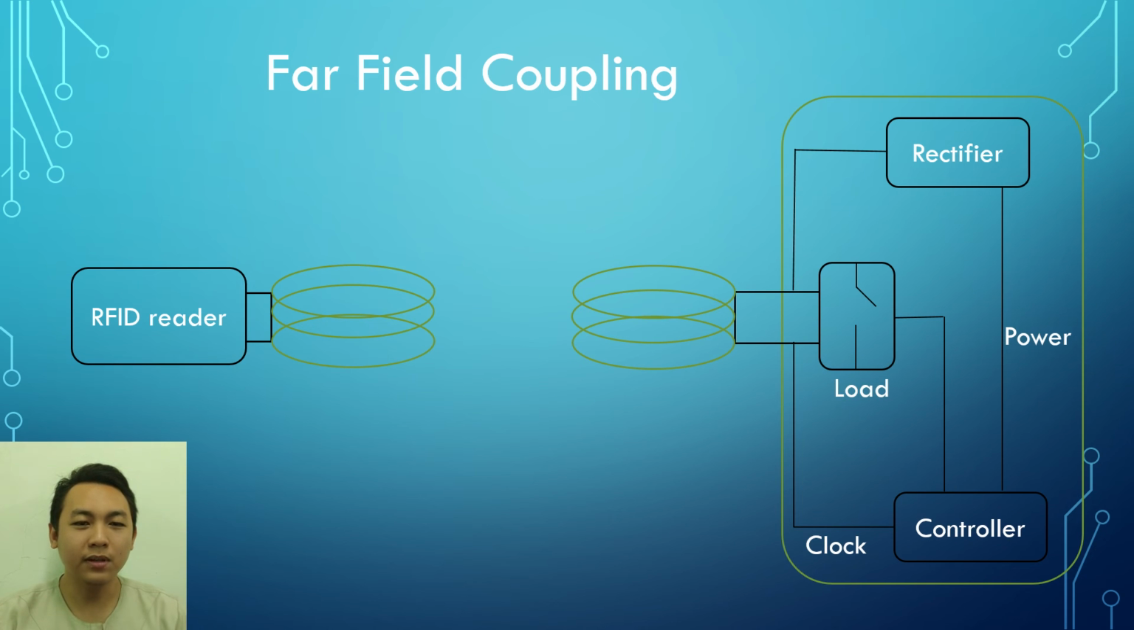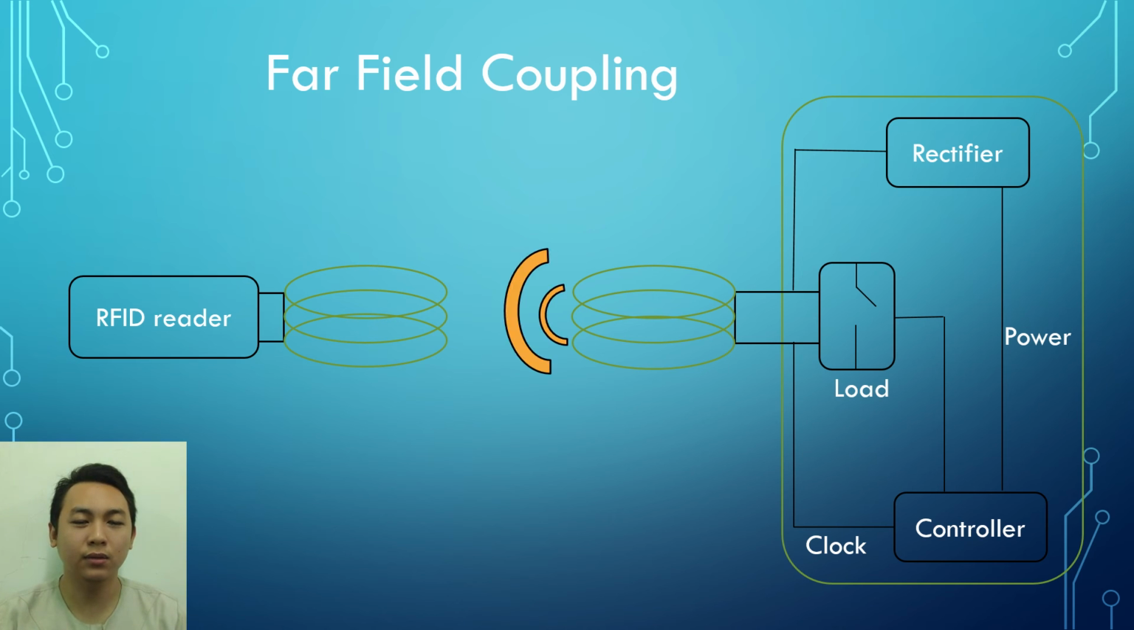Now the working principle for ultra high frequency. As the distance between the reader and the tag is up to a few meters, the coupling between the reader and the coil will be far field coupling. The RFID reader will continuously send the particular frequency to the tag. Thus, the tag sends back a weak signal to the reader.